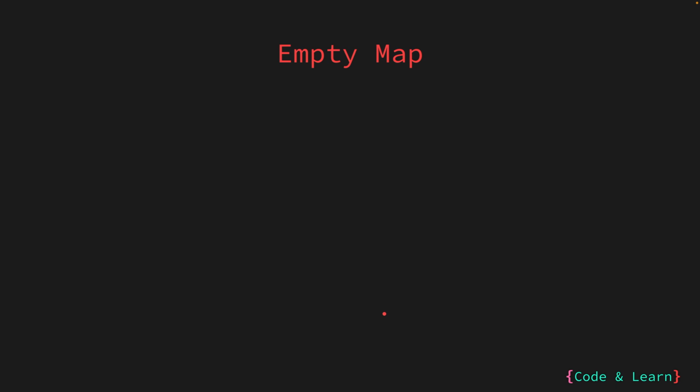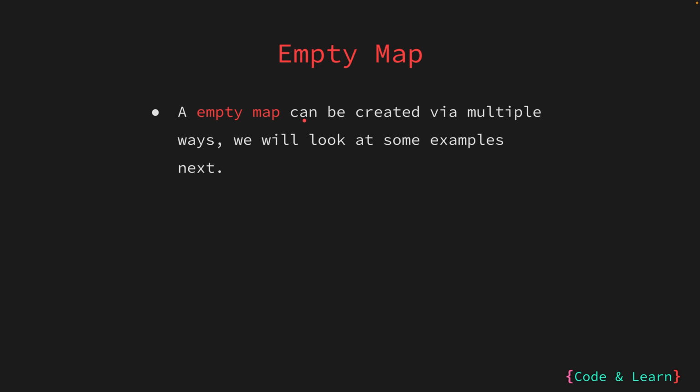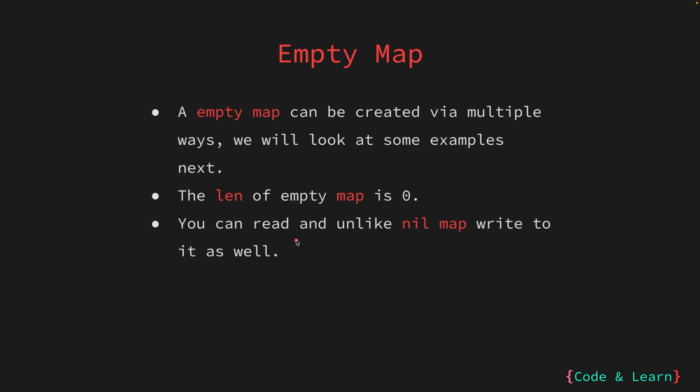Now let's look at empty maps and the difference between an empty map and a nil map. You can create empty maps using various methods such as literal syntax or the make function. We will look at some examples in the next slide. Similar to the nil map, the len function will return 0 for an empty map since it doesn't contain any key value pairs. You can both read and write to an empty map. Unlike a nil map, an empty map is initialized and can be used for operations. Reading from it will provide the zero value for the value type and writing to it will add the new key value pair into the map. Let's look at some examples.